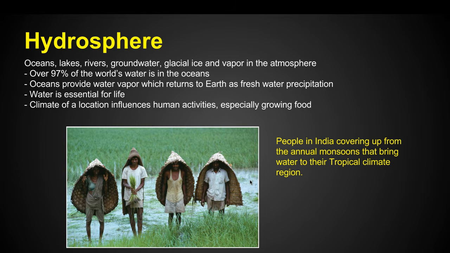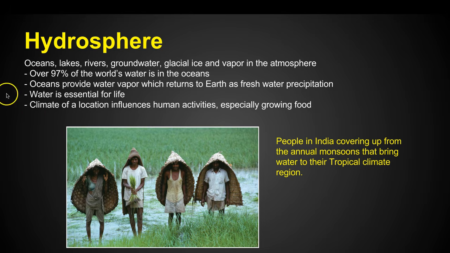The hydrosphere, water. We've got oceans, lakes, rivers, groundwater, glacial ice, and vapor in the atmosphere. Over 97% of the world's water is in the oceans. So basically, think about that. It's all salt water. Just 3% is left over for fresh water in lakes, rivers, groundwater, and glacial ice. Oceans provide water vapor in the form of evaporation, which returns to Earth as fresh water precipitation, as rain.